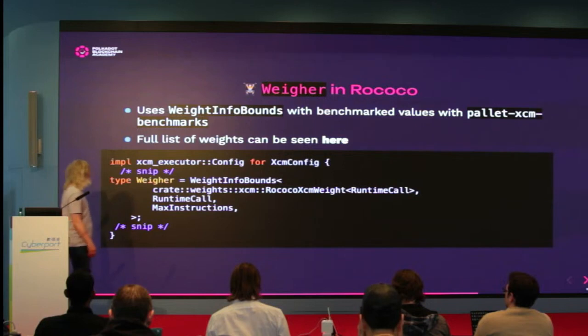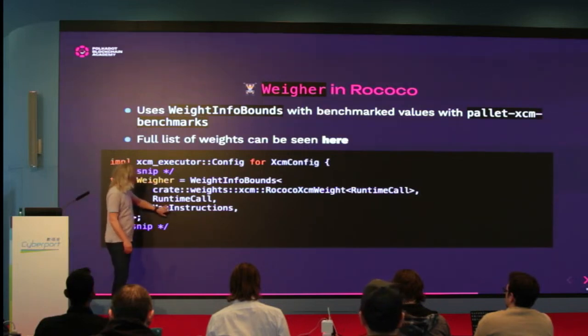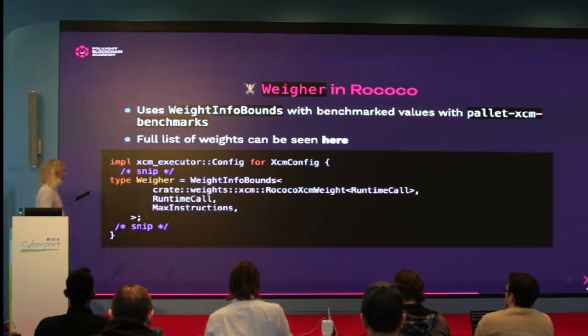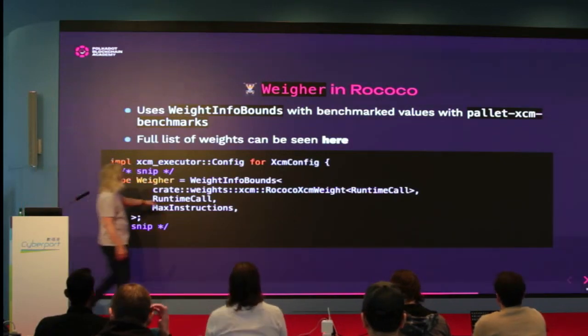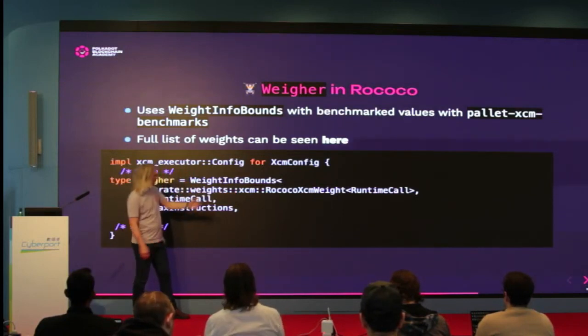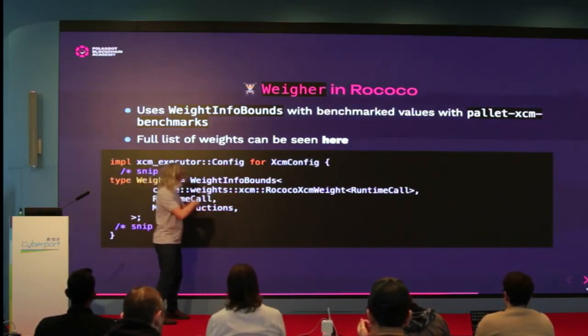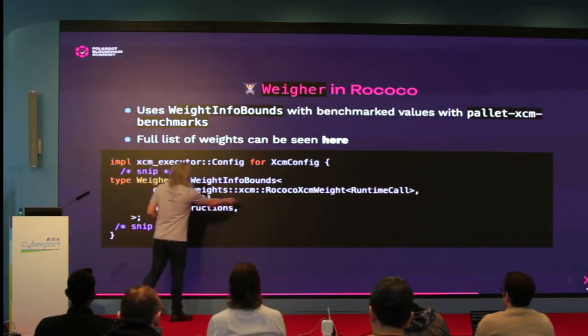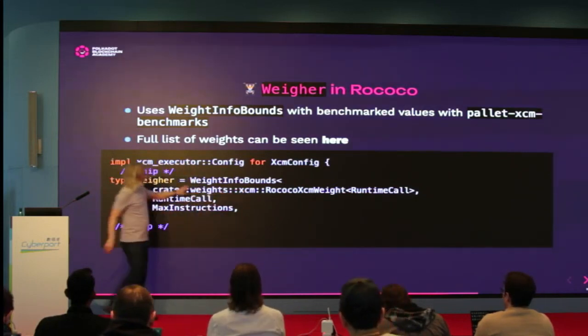And we have within this a sort of maximum instructions. We give it the weights, the XCM weights. We actually do the weighing through benchmarks, and we end up with this weight structure that goes in here.